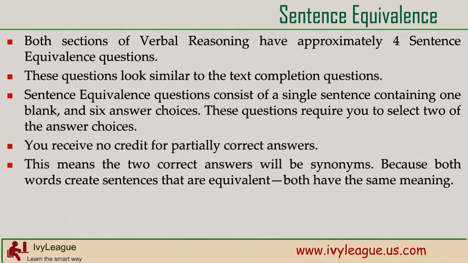Both sections of verbal reasoning have approximately 4 sentence equivalence questions. These questions look similar to the text completion questions. Sentence equivalence questions consist of a single sentence containing one blank, and 6 answer choices. These questions require you to select 2 of the answer choices.